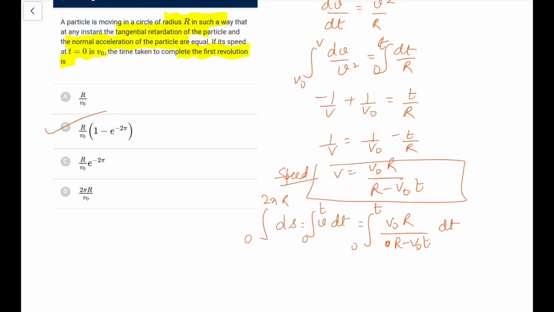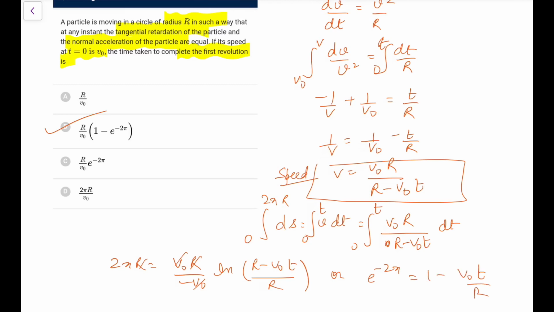So doing that, this will be 2 pi r, I suppose. Yes, 2 pi r. This is v naught r upon minus v naught ln of r minus v naught t, and minus will become upon r. Okay, so this gets cancelled, this gets cancelled. So what we have, e to the power minus 2 pi is equal to 1 minus v naught t by r, which implies t would be r by v naught times 1 minus e to the power minus 2 pi. So this is b, I can tick for. Okay, so b is the right one.